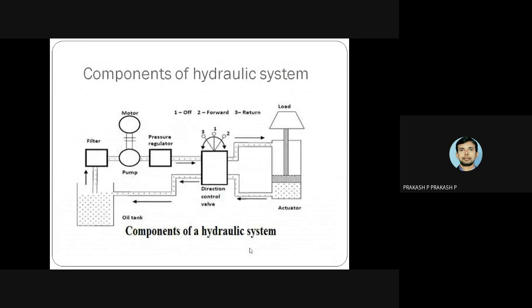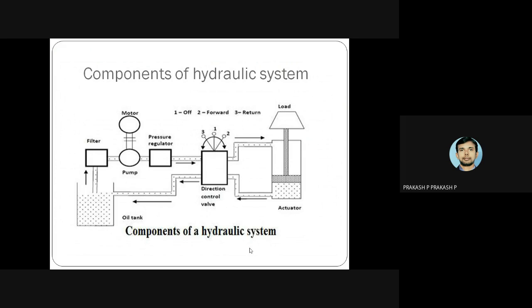So you can see the components of a hydraulic system. At the bottom, there is a reservoir that we call an oil tank. Above that, you can see a filter placed. After that, there is a pump which helps to suck the oil from the reservoir, passing it through the filter. The filter removes the impurities from the oil and supplies good quality oil to the direction control valve. There is a pressure regulator, with which we can maintain constant pressure in the system. The direction control valve helps to change the direction of flow of oil during extension and retraction.